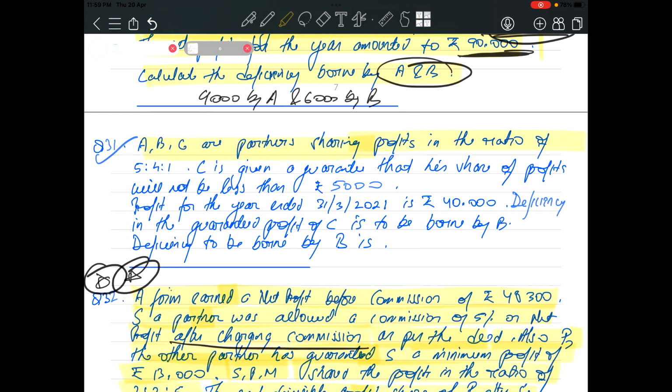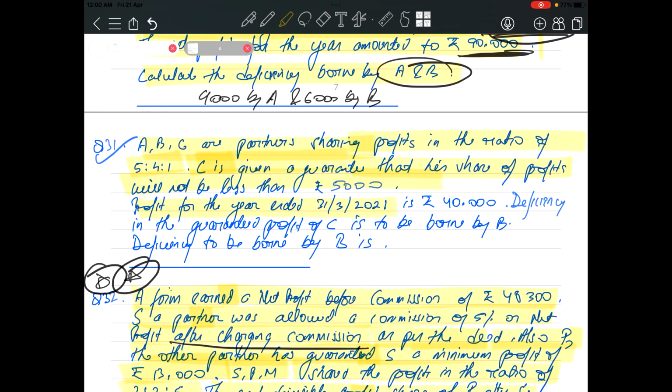A, B, C are partners sharing profits in the ratio of 5:4:1. C is given a guarantee that his share of profit will not be less than 5,000. I had written 50,000 in the earlier question, but it should be 5,000.